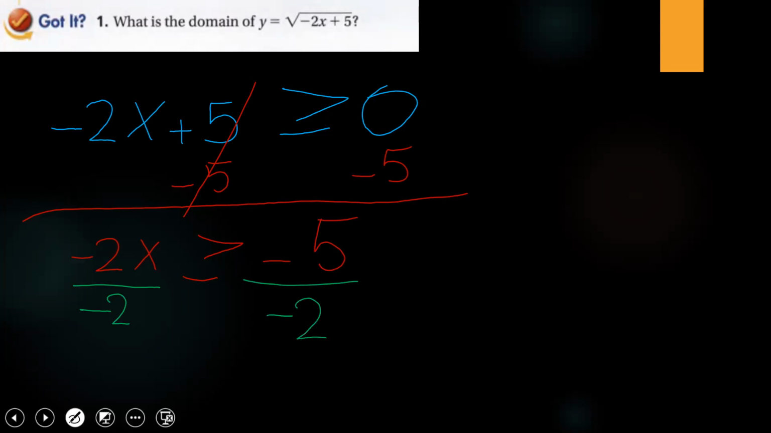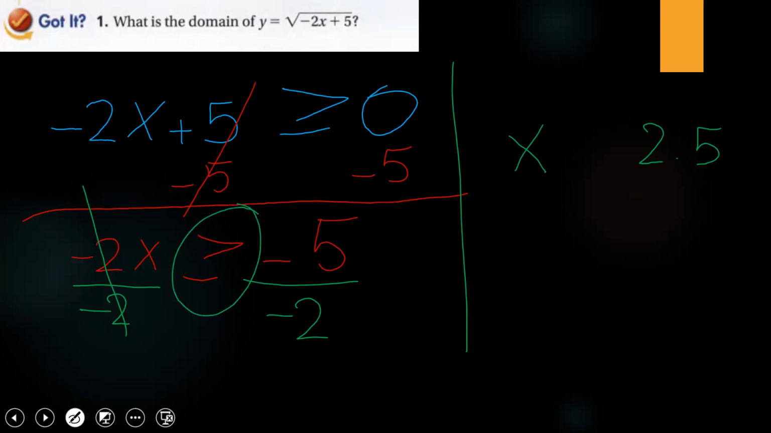Okay. So what do we have now? We have x. Before that, negative 5 over negative 2 is 2.5. Now, do you remember, if we solve an inequality and we divide by a negative number, how is the sign? Does it stay the same or do we have to change it? We have to flip it. Bravo, we have to flip it.